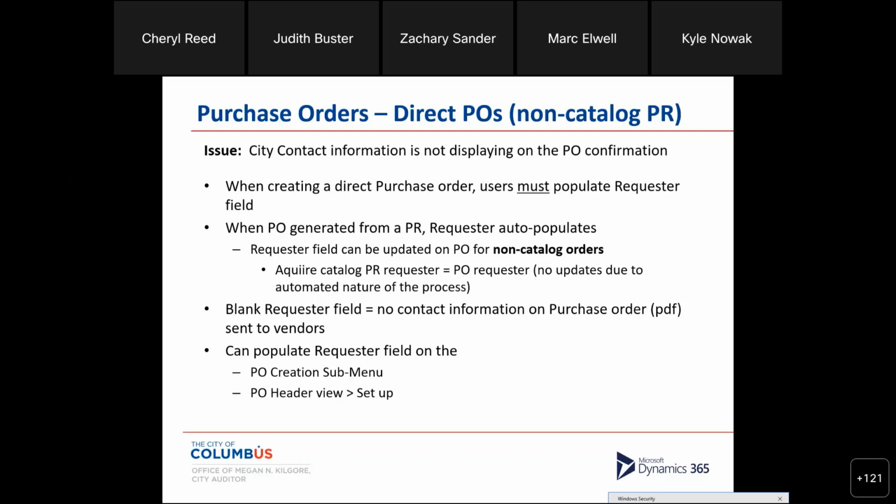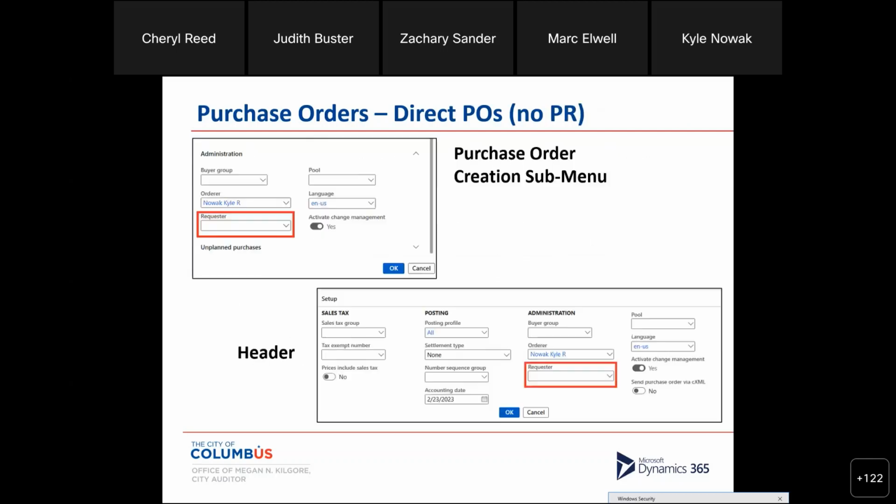So there are a couple areas that you can actually populate that requester field. One is when you go to create that new PO, and that sub-menu kind of comes up on the right-hand side of the screen. That field is there, and you can fill it out. If you forget, you can also get to it from the PO header. So we have a couple screenshots for you.